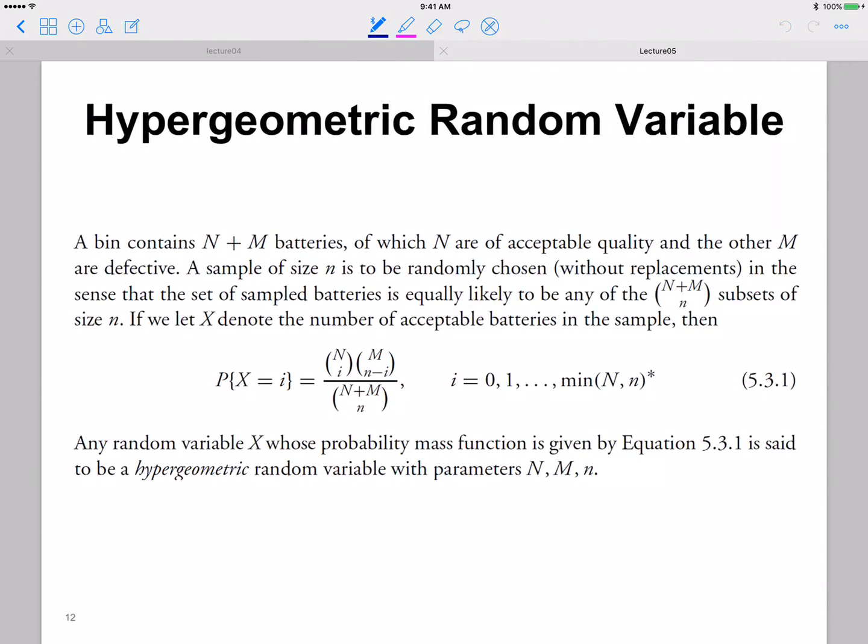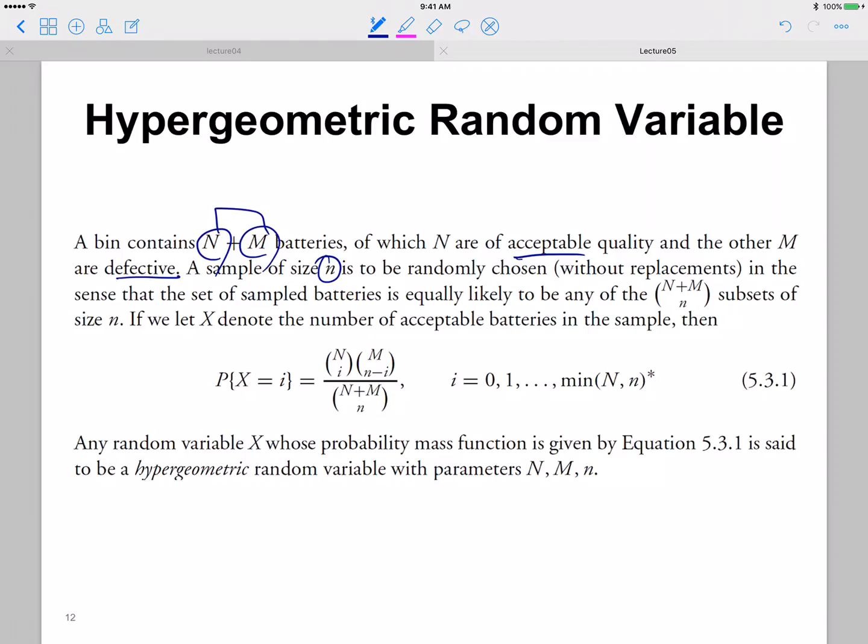Okay, and then the next one is a hypergeometric random variable. So it's almost the same as the binomial random variable, but the sampling is done without replacement, which means, let's consider this situation. So we have n acceptable batteries and m defective batteries. So in total, in our jar or in our pocket, we have n plus m batteries, and in this case we want to sample, or extract, lowercase n batteries.